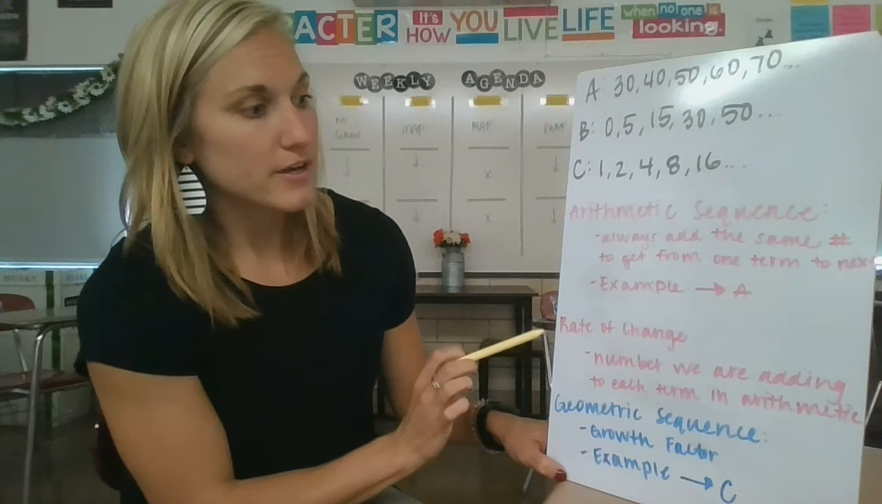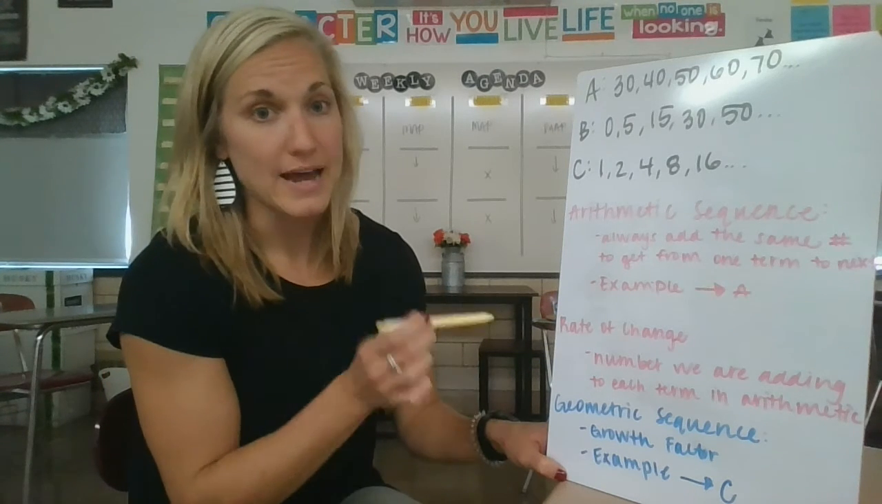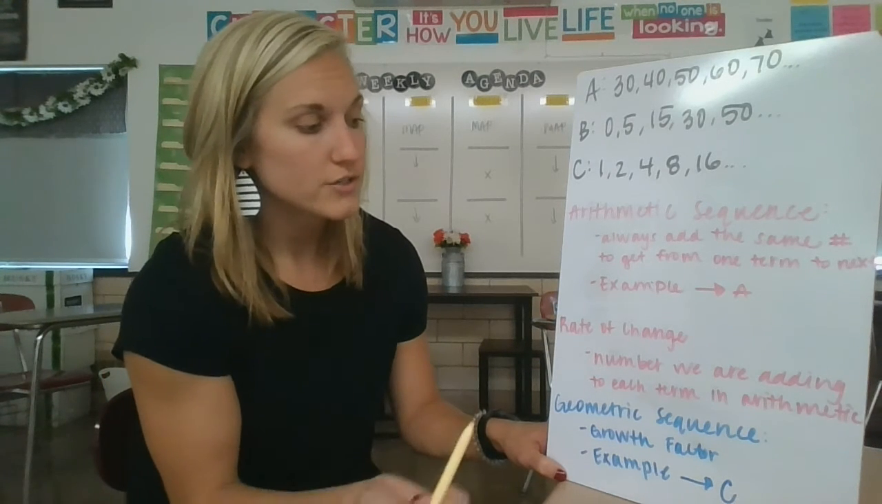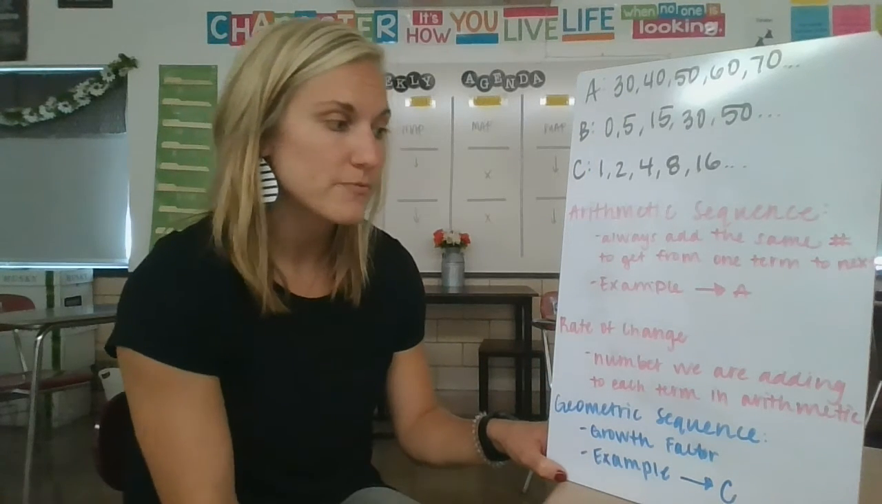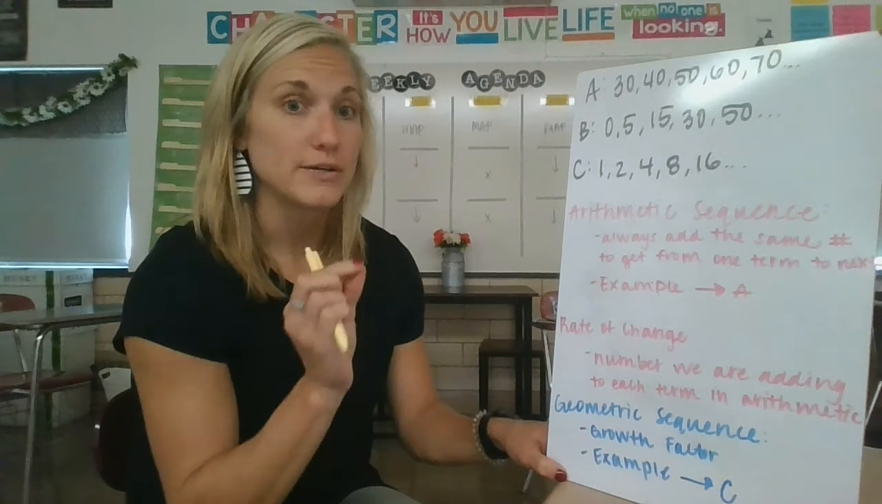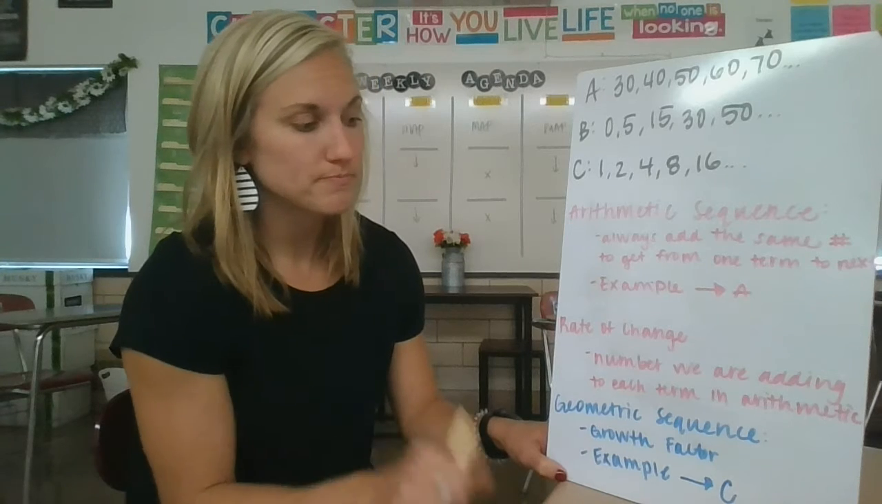Then you have the rate of change. So that number that you are adding is what we would call the rate of change. So the rate of change in this would be 10 because I was adding 10 each time. That is the rate at which my sequence was changing, by 10 each time.